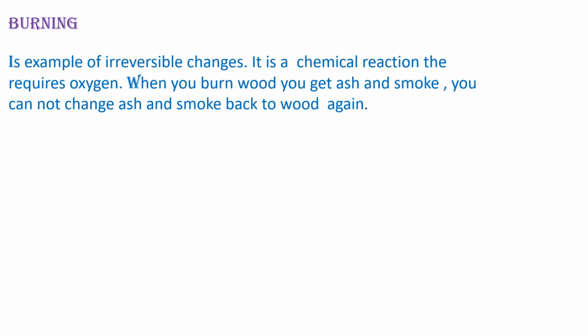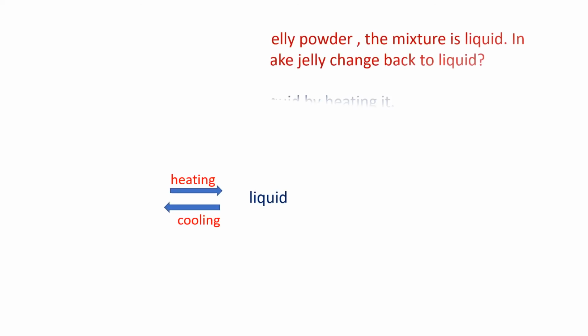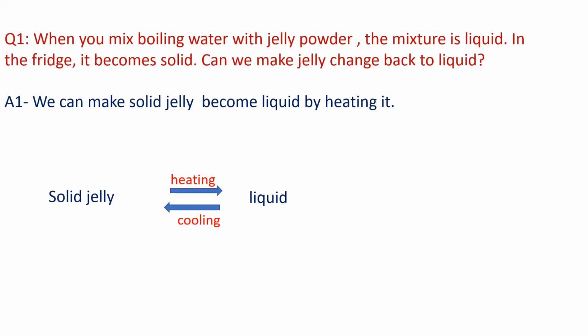Burning. It is also an example of an irreversible change. It is a chemical reaction that requires oxygen to take place. When you burn wood, what you'll see, you get the ash and the smoke, and you cannot change that ash and smoke back to the wood again. So that is also an irreversible change. Now, let's discuss the questions and answers.